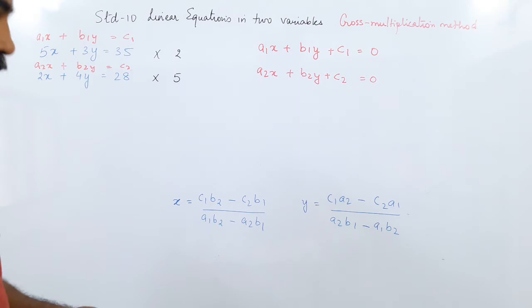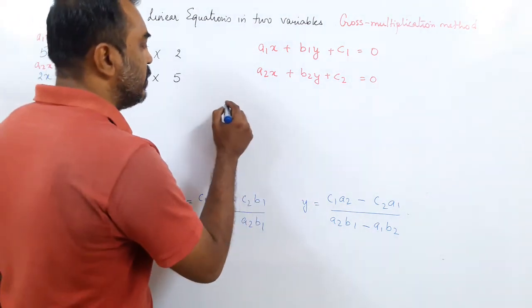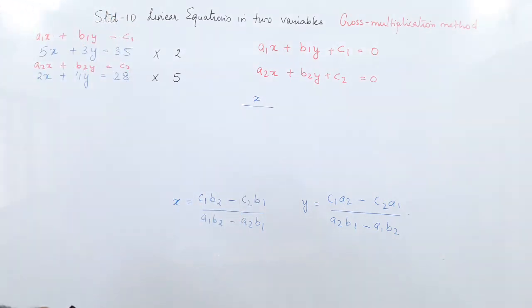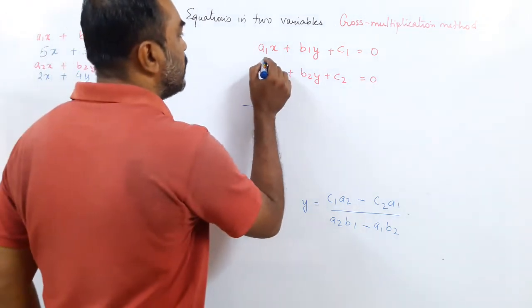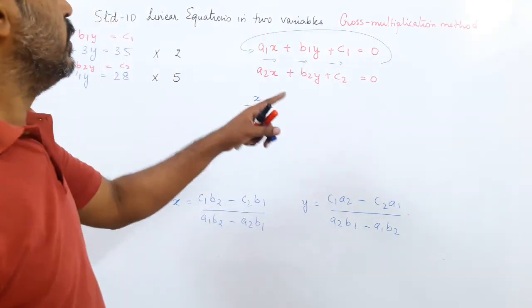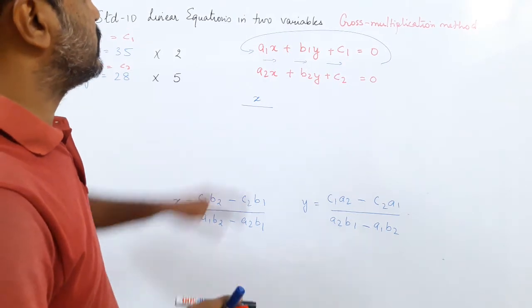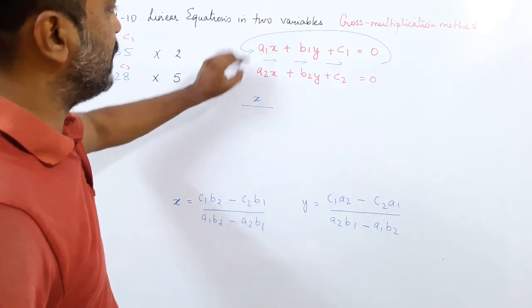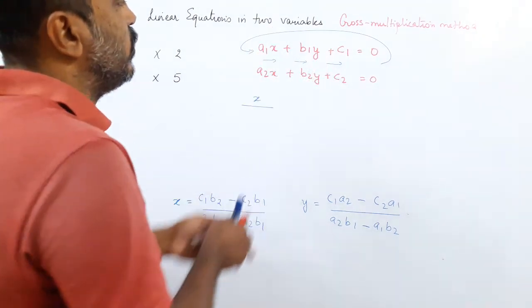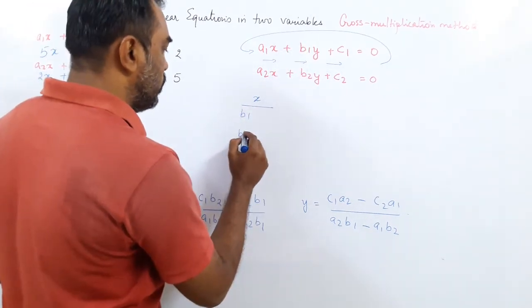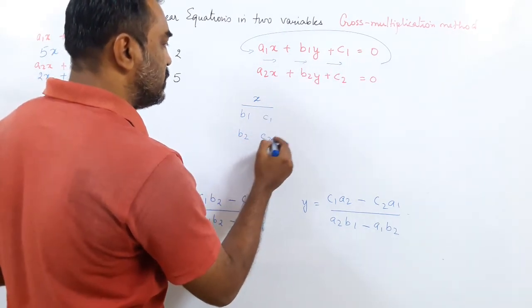Now how do we get this form? The shorter method is to write this as x upon. The order has to be followed: you go straight, straight, straight, and here. This is the order to be followed. So we go for x. How to find x? Hide the x part. Because we are finding x here, you hide this part. What is left here? You get the coefficients b1, b2, c1, c2.